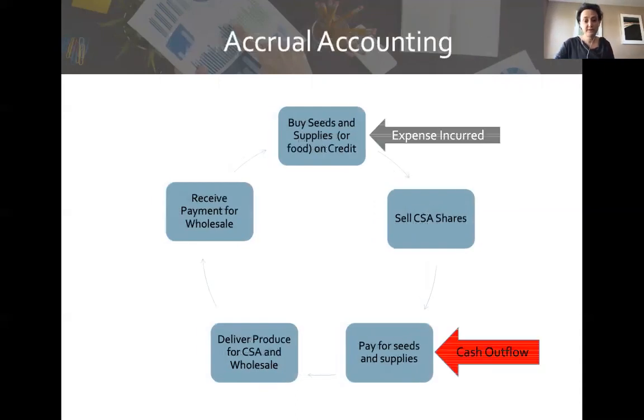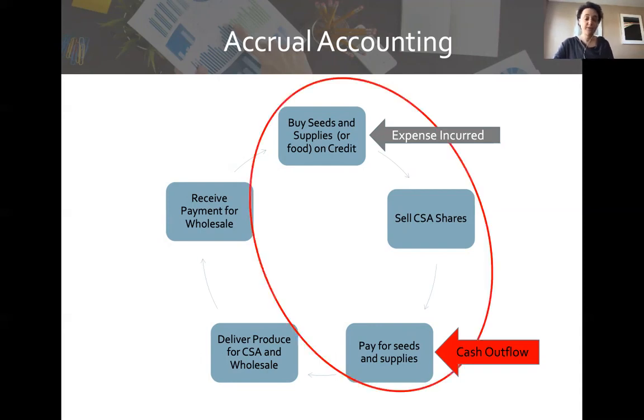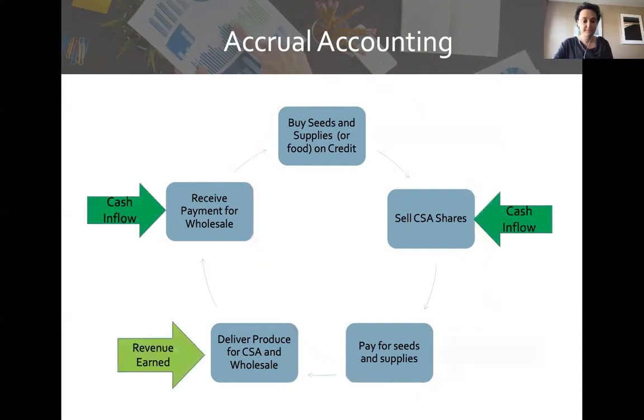So in accrual accounting, you incur the expense when you go to the hardware store and get the seeds and supplies, and the cash flows when you actually pay for them. And that time between when you purchase the supplies and when you pay for them, that's called accounts payable. You receive the cash when you sell the CSA shares and when you receive the payment for wholesale, but you earn it when you actually deliver it. So that time between when you deliver the produce and when you receive payment from your wholesale customers, that's called accounts receivable. Your customers owe you money.